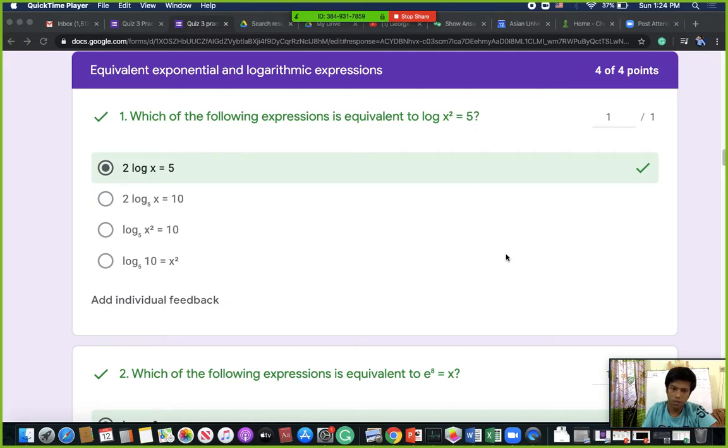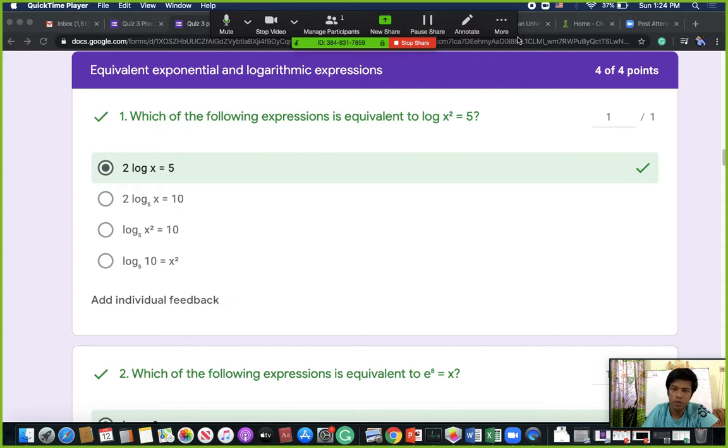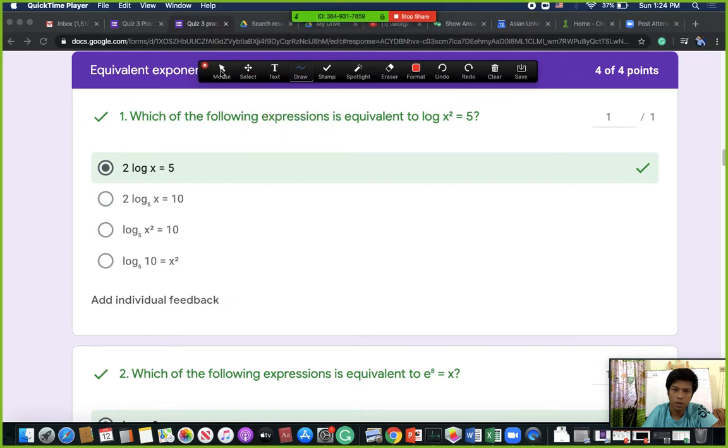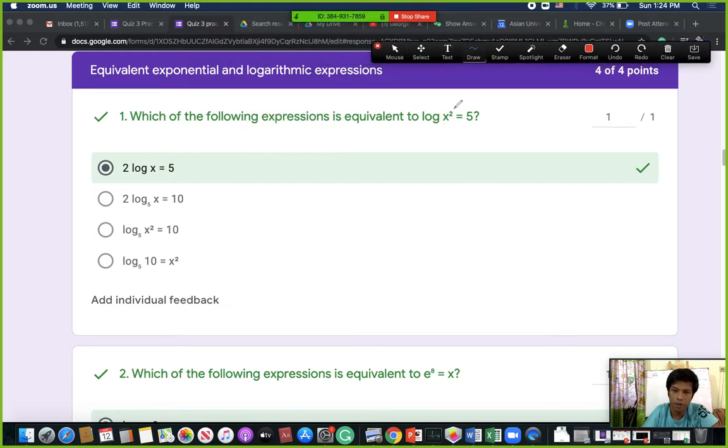Now, as you know from our formula, if we have some power here, log x square equal to 5, what is the base of this log? Base is 10 here, right? Base is 10 because the base is not given. If the base is not given, then the base is 10.